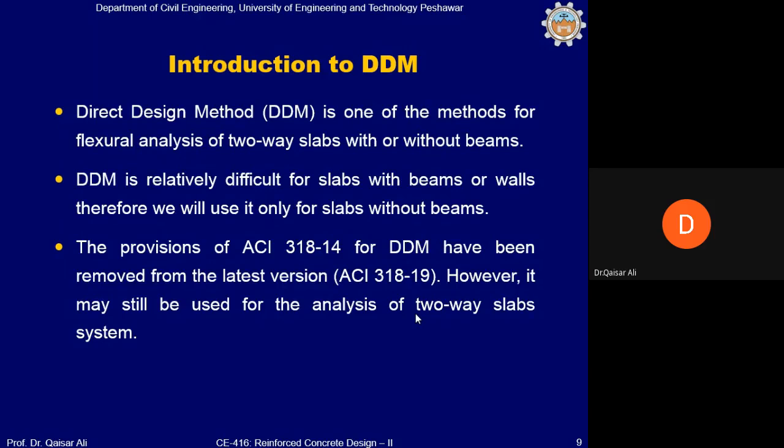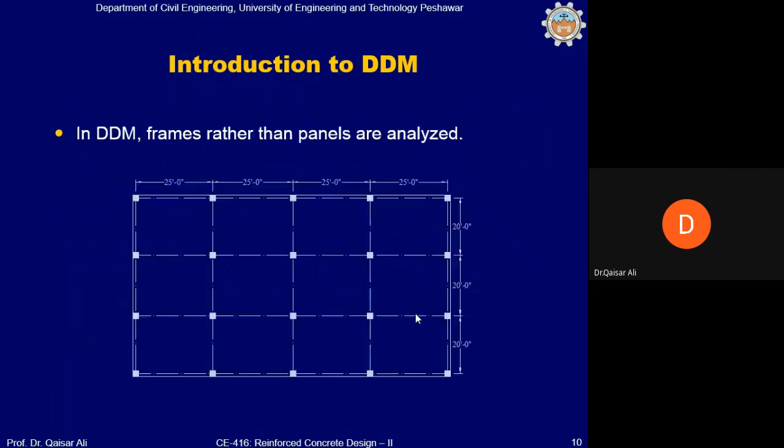However, if DDM is used for flat slabs or flat plates where there are no beams, then it is a very straightforward and very easy method, as you will see in the next slide. Very straightforward, very easy. And in just one or two steps, you are able to analyze the system. The provisions of ACI 318-14 for DDM have been removed from the latest version, ACI 318-19. However, it may still be used for the analysis of two-way slab systems. This, as I said earlier.